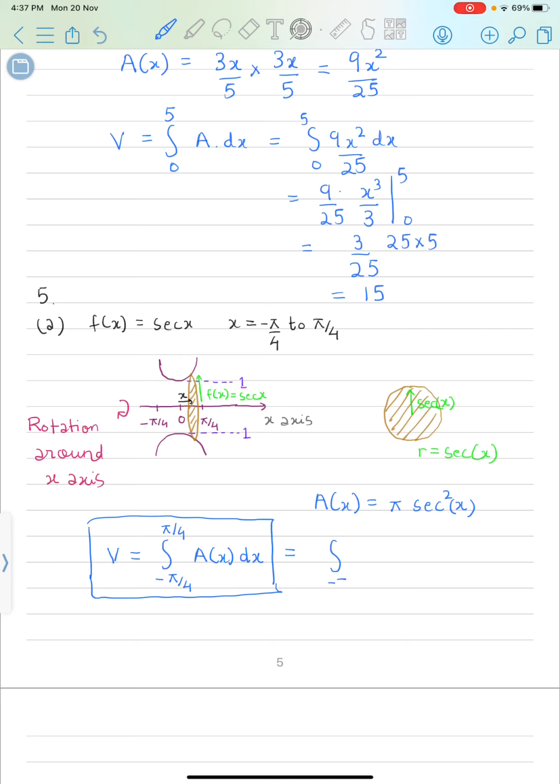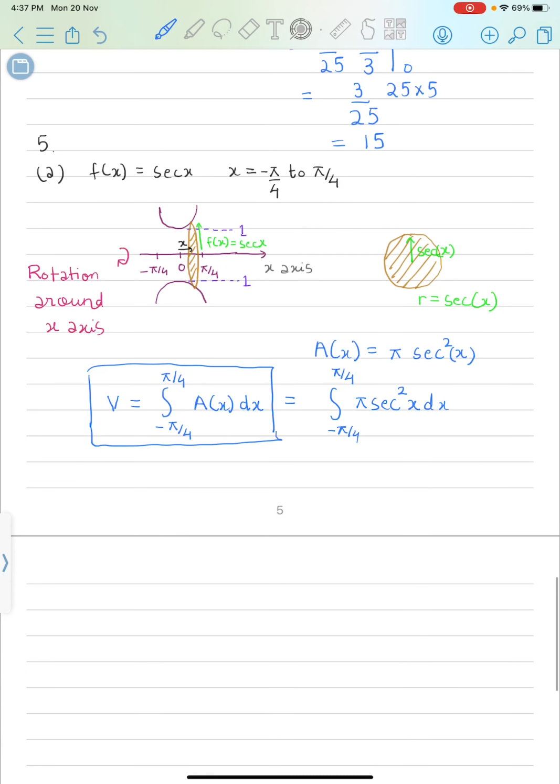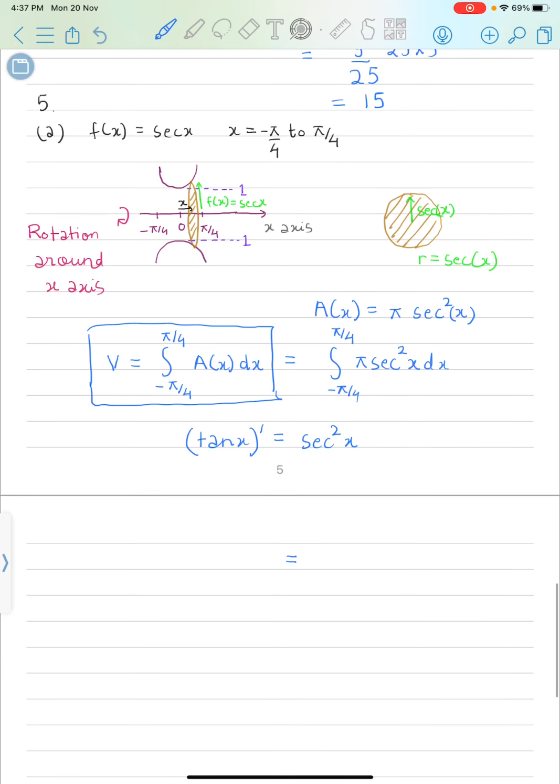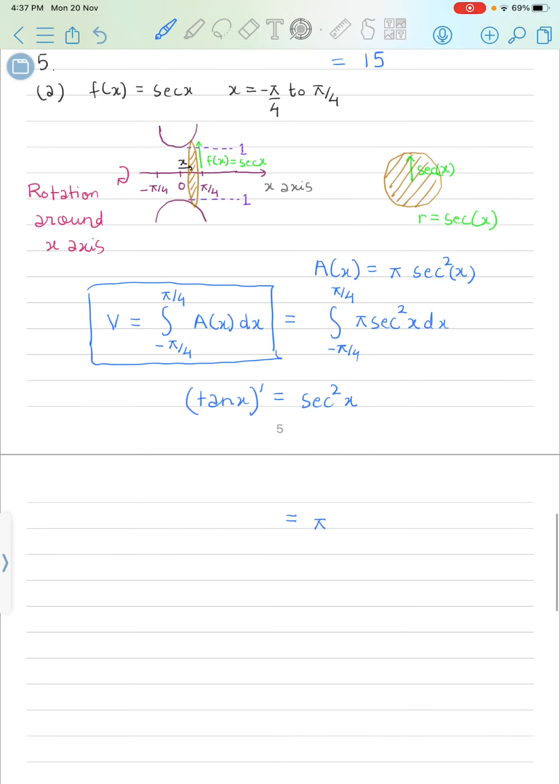Now you can put the limits -π/4 to π/4, and the cross-sectional area is π sec square x dx. You can see that the derivative of tan x is sec square x. So you can use the fundamental theorem of calculus to say that this is equal to π times tan x from -π/4 to π/4.